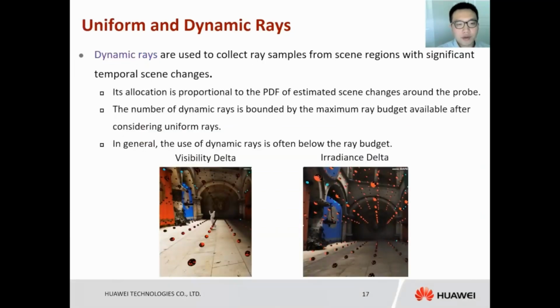Our dynamic rays are used to collect ray samples from scene regions with significant temporal scene changes. Its allocation is proportional to the PDF-estimated scene changes around the probe. The number of dynamic rays is often bounded by the maximum ray budget available after considering uniform rays. However, in general, the usage of dynamic rays is often below the ray budget if there aren't any scene changes around the probe. We show here two cases with dynamic rays. One is due to object movements, and the other is due to light movements.